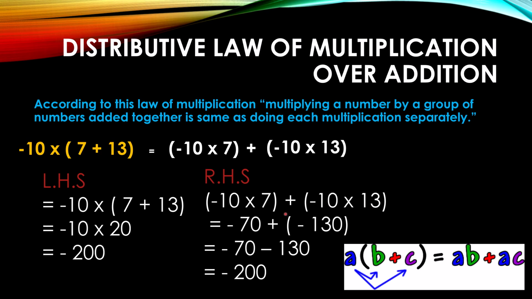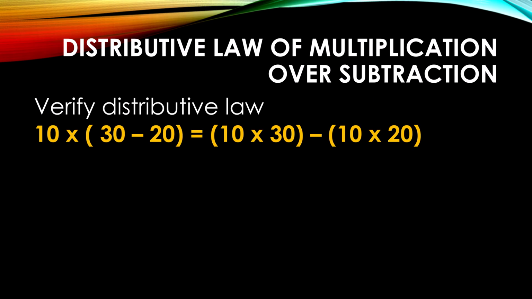Now addition of negatives means subtraction. So negative 70 and negative 130, the negatives make it positive. We will add them but put the sign of the greater value. Yes, it is proved that left hand side is equal to right hand side. This is the distributive law of multiplication over addition.